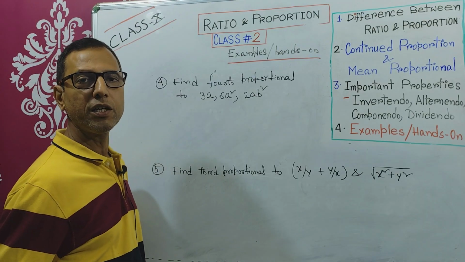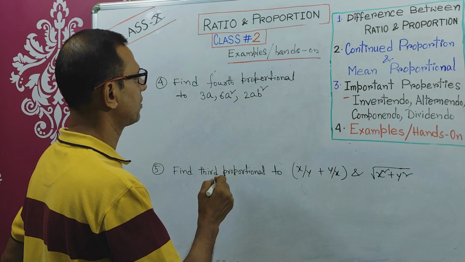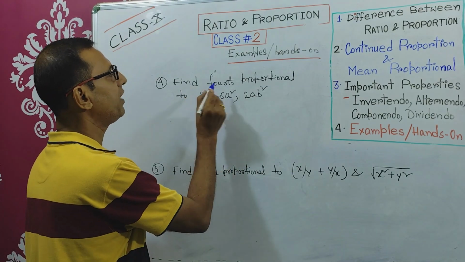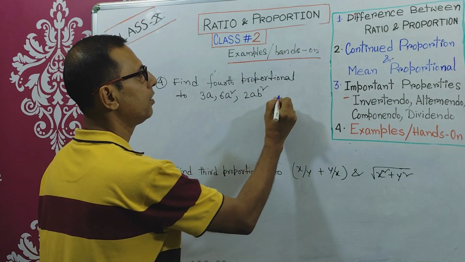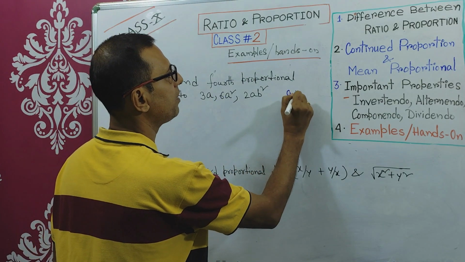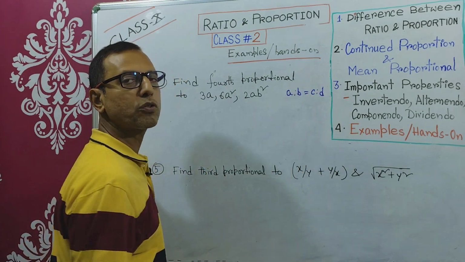It is hammering you so that you can learn. I am just trying to hammer you with different types of problems, almost similar. Find the fourth proportional to 3a, 6a square, 2ab square. So if there are 3 elements, and a is to b equals c is to d, then d is the fourth proportional.